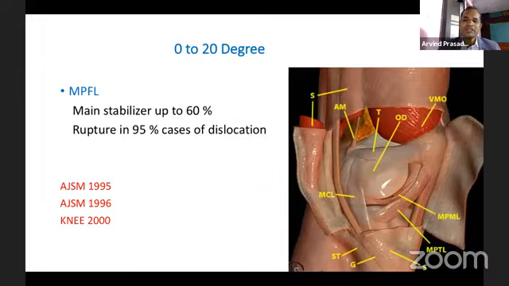Between 0 and 20 degrees, it provides almost 60% stability to the patella. Whenever the patella gets dislocated and comes to this side, this ligament either gets ruptured in almost 95% of cases, or it gets stretched, so the ligament becomes non-functional. So whenever the patella gets dislocated, the MPFL almost always gets involved.